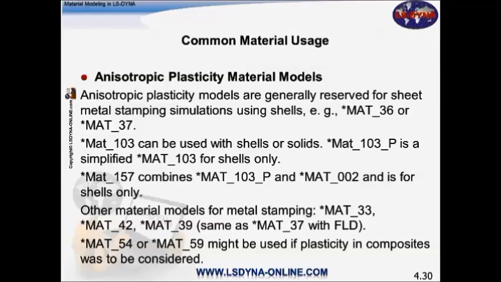For anisotropic plasticity, so this is for metal forming people, if you like, stamping, sheet metal forming and stuff like that. Material 36 or 37, 37 is the most utilized, the simplest. 103 is used for shells or solids. 103P is simplified 103 for shell only. 157 combines 103P and 2 and is for shell. And then you have 42, 39 with forming limit diagram. So if you're in the metal forming business, you know what a forming limit diagram is. And then sometimes 59 can also be used to model orthotropic behavior for anisotropic plasticity.